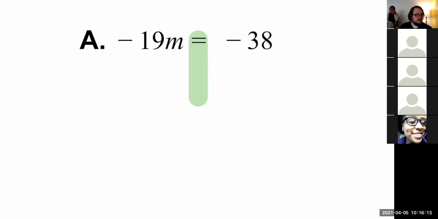So in this case, we're trying to get the variable by itself. Which side of the equation is our variable on? It's on the left. Is it by itself? What else is on the left? The negative 19. I want the negative 19 to move. How would I move it?